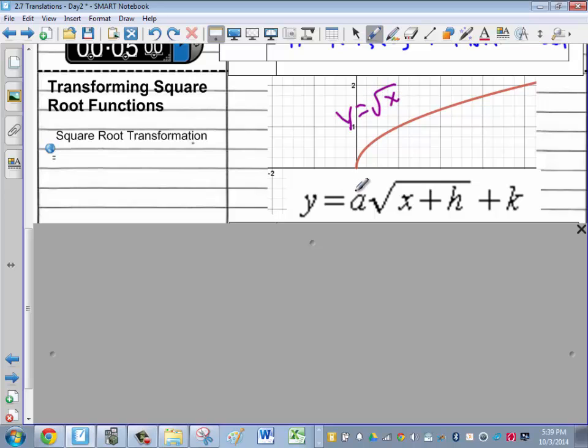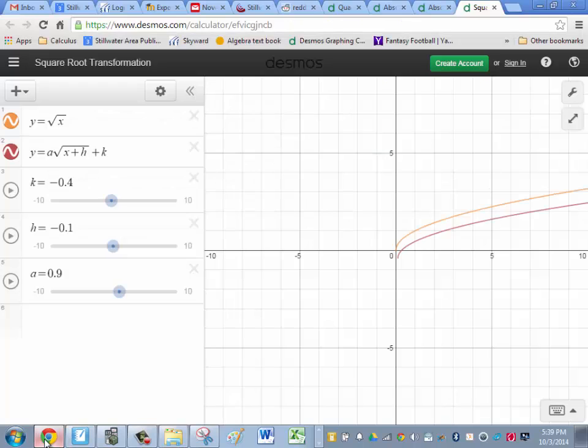That's going to be this a. If we do something inside, subtract something from underneath the radical, that's what this h is. And if we add or subtract something on the outside, that's what this k is. We're going to see if we get same or different results from before. So let's just go over to my graph of this and see what we get.